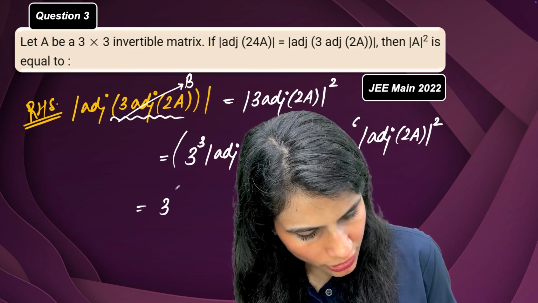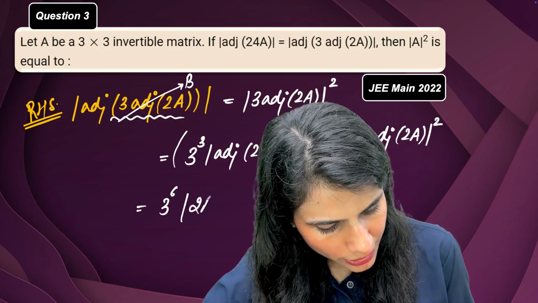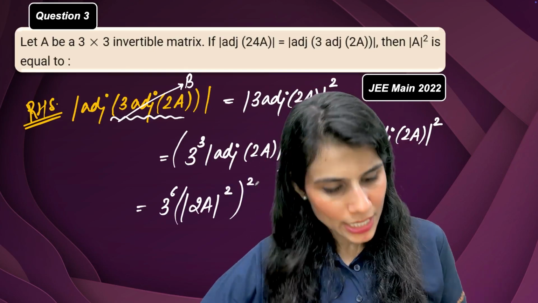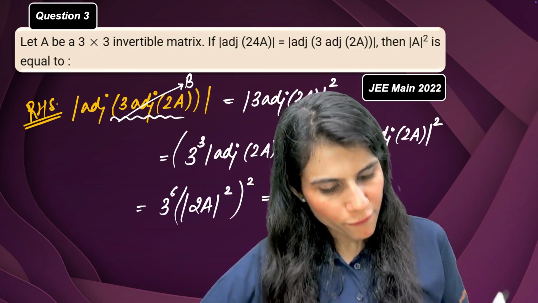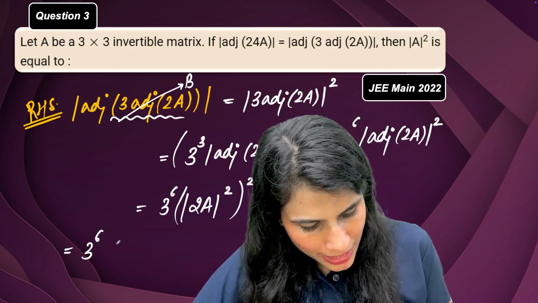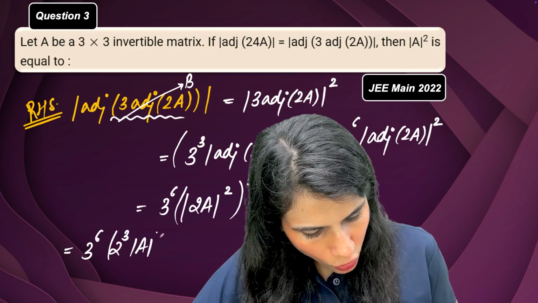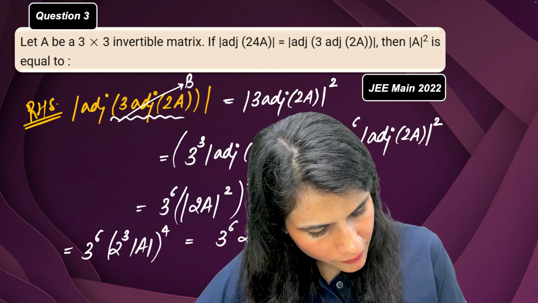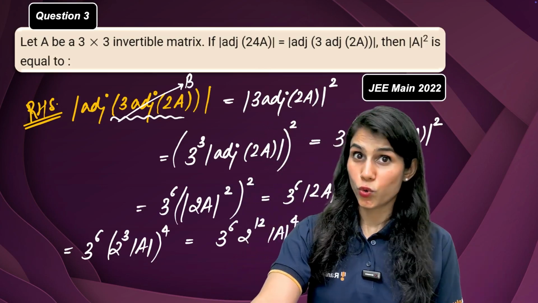So this gives you 3 to the power 6, and determinant of adjoint of A is determinant of A to the power n minus 1. So determinant of 2A to the power n minus 1 to the power 2. So this is 3 to the power 6 determinant of 2A to the power 4. Now further next, 3 to the power 6 as it is, 2 comes out with power 3. You are left with determinant of A and all of this to the power 4. So 3 to the power 6, 2 to the power 12, determinant of A to the power 4.